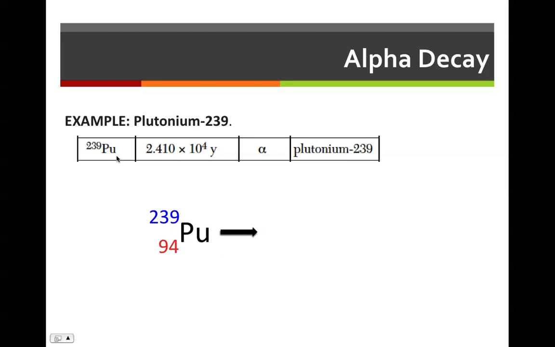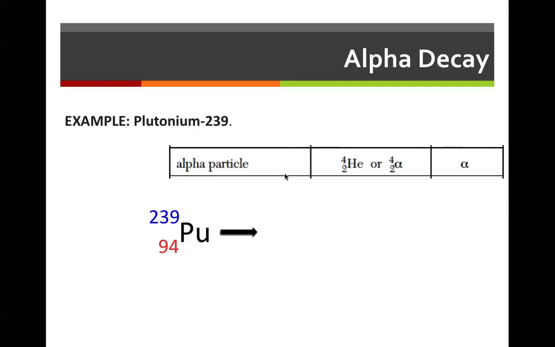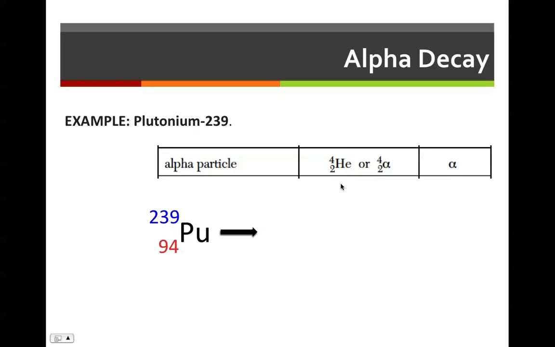I can also double check that it's an alpha decay by looking it up on Table N, seeing the alpha sign in the decay mode. Then if I look up the alpha particle, I can see that it's the nucleus of a helium atom, so the 4, 2, and then He. So I'm going to fill that in first, and then I'm going to determine through calculating what new nucleus the plutonium transmuted into.